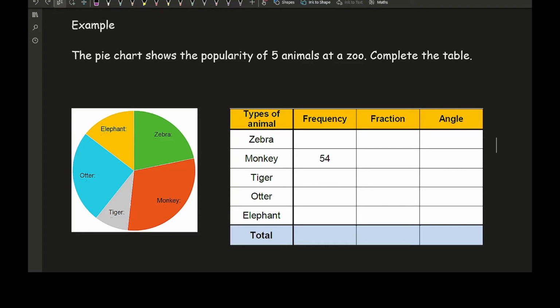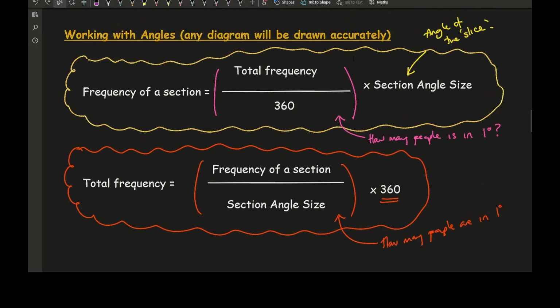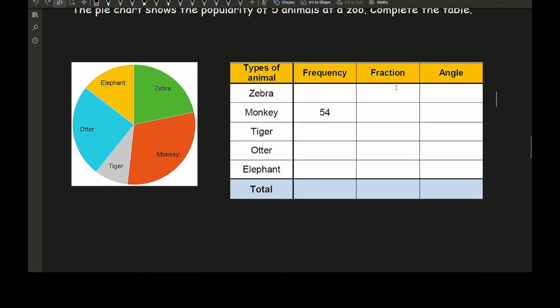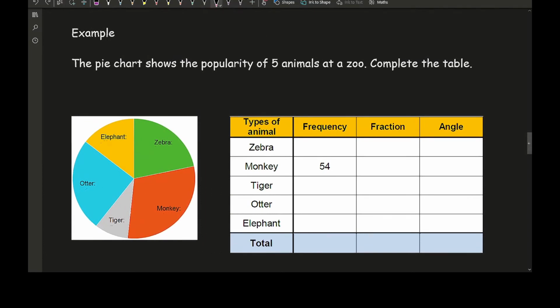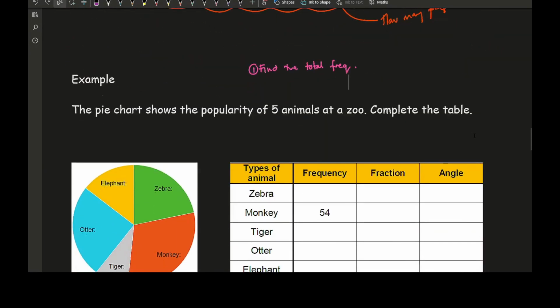Now, what we're going to do is use these formulas to complete the table. Not only do I need to work out the frequency of each of the other sections, I'm also going to work out the total frequency. The key thing is that I need to know the total frequency before I can work out the frequencies of the other amounts. So the first thing I need to do is find the total frequency. How I do that is I'm going to use this formula here. So it's the frequency of the section.